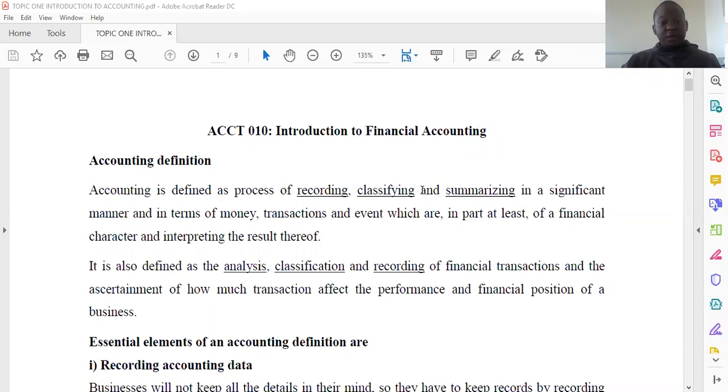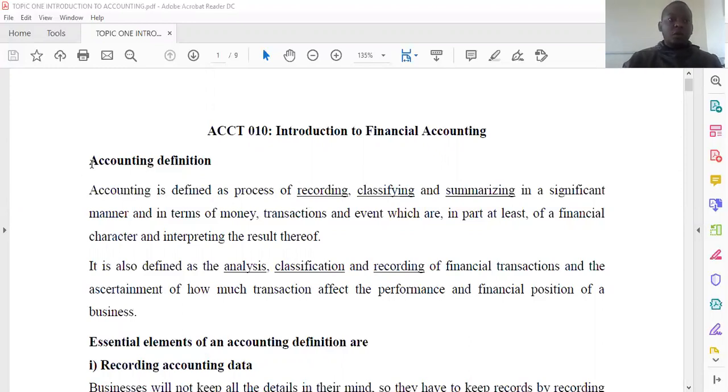Under this topic, we shall look at the various definitions of accounting. We shall define bookkeeping, which is a term that is quite similar to financial accounting. We shall look at the functions and objectives of accounting, the users of accounting information, and the balance sheet equation and various other introductory items in accounting.